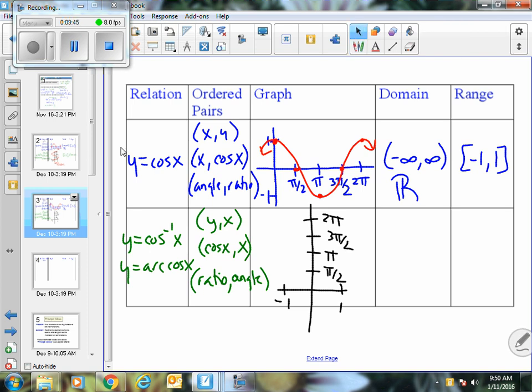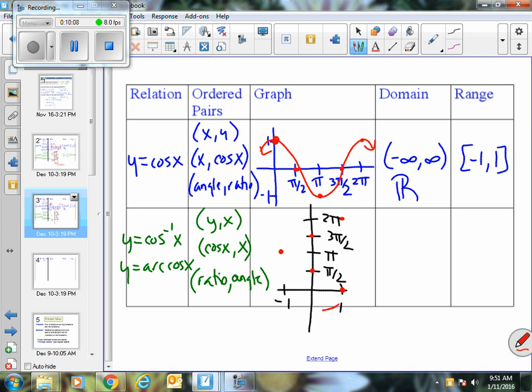All right, so now cosine. Again, we're going to take every point, every ordered pair on the original graph, and just interchange or switch the x and the y. So 0, 1 would be 1, 0. Pi over 2, 0 would be 0, pi over 2. Pi, negative 1 would be negative 1, pi. 3 pi over 2, 0 would be 0, 3 pi over 2. And then 2 pi, 1 would be 1, 2 pi.